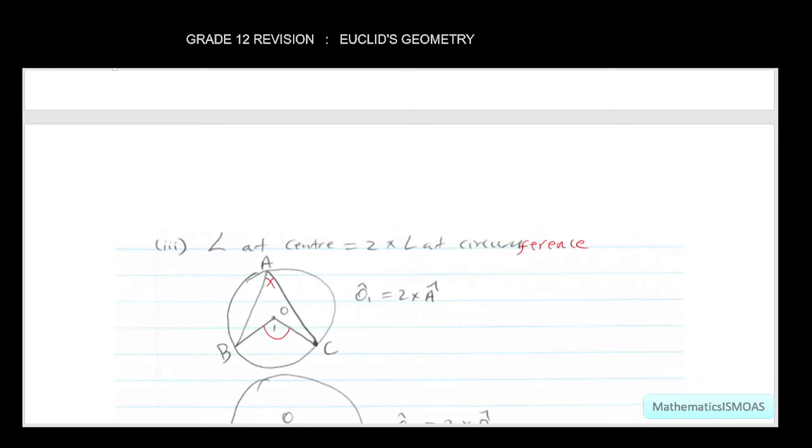The only reason why angle O1 will be twice angle A is because both angles, angle O1 and angle A, are subtended by the same arc. If the two angles are not subtended by the same arc, then we cannot say that angle at the center is twice angle at the circumference. Angle at the center will be twice angle at the circumference if both angles, the one at the center and the one at the circumference of the circle, are subtended by the same arc.